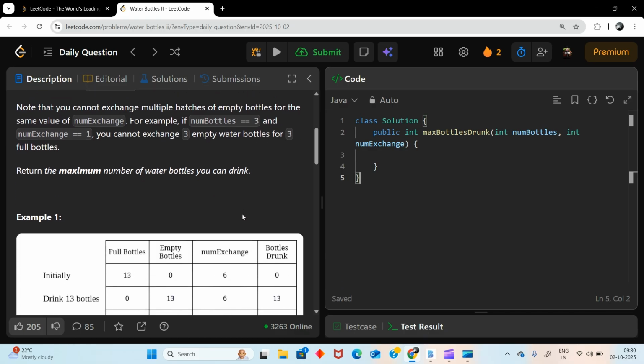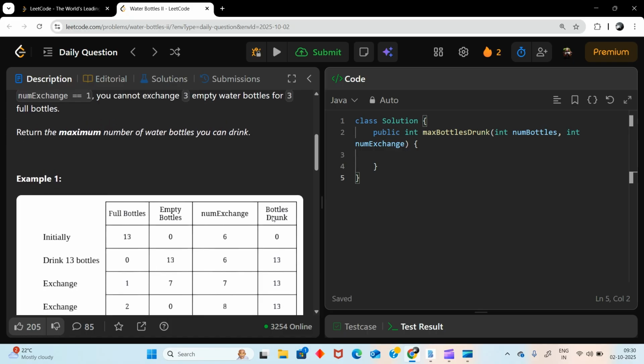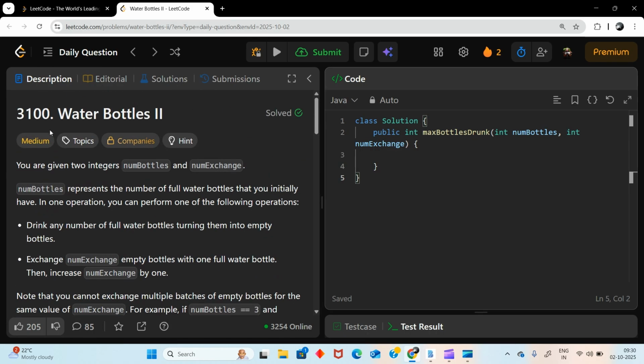3 full bottles. Okay. Now, if you haven't watched my previous video on Water Bottles, please do watch. It was yesterday's coding challenge. You will better understand this, and you'll be able to solve this question easily.